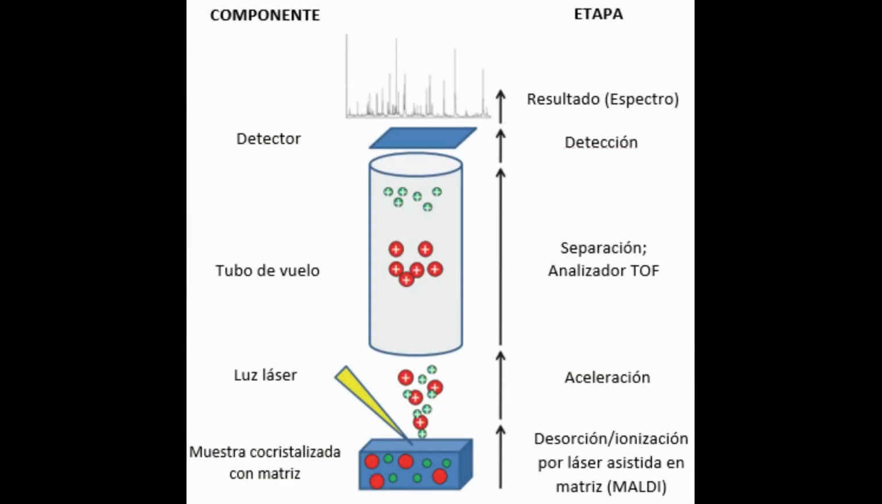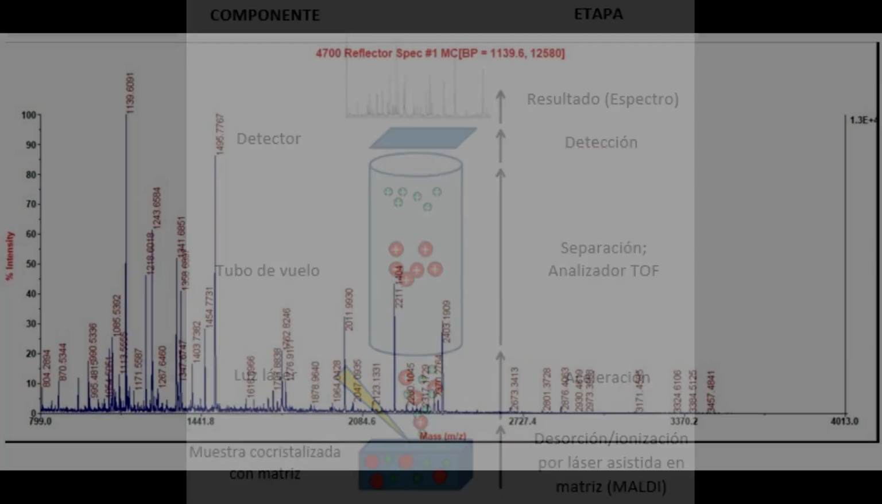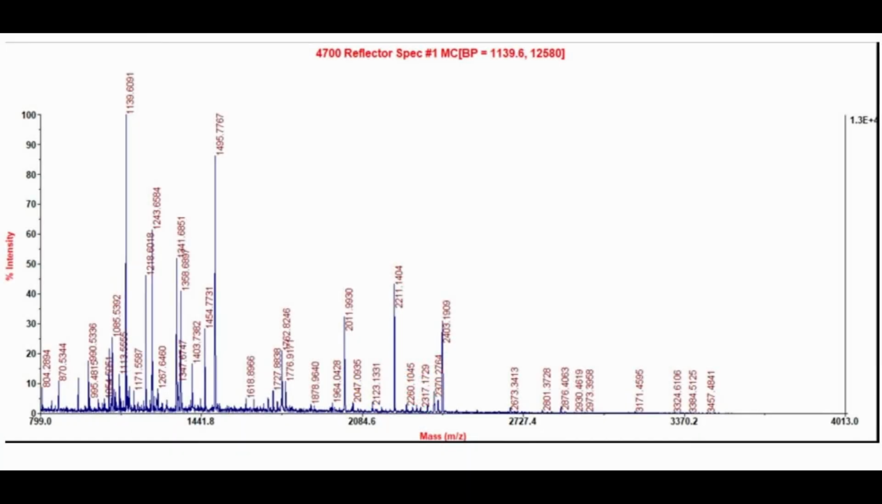The protein contained in the band is cleaved by specific proteases giving small peptides whose masses are determined by a mass spectrometer such as MALDI-TOF. A mass spectrum is obtained where each peak represents a molecular weight of a particular fragment of the protein.